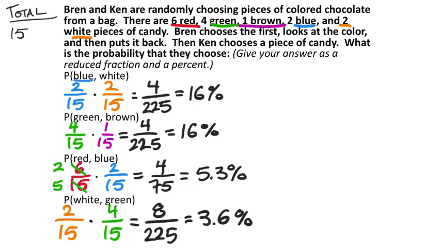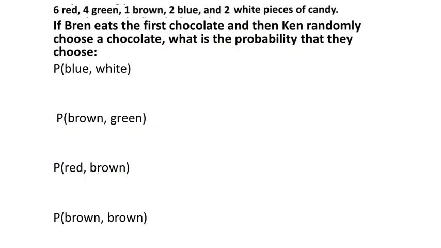But there's our answers. So if Bren eats the first chocolate and then Ken randomly chooses the chocolate, what is the probability that they choose? And we got 4 different situations, but yeah, now the main difference here is that Bren is eating the first chocolate, okay? Now you'll see that when Ken goes to choose his chocolate, of course, now it is dependent on Bren because it's changing the value because Bren is going to keep that chocolate out. He's going to eat it, right?